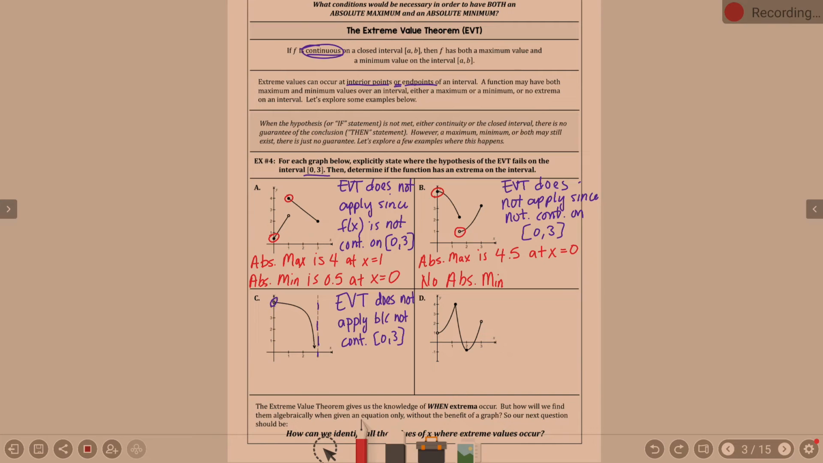Now, C, do we have an absolute max or min here? Absolute minimum is a fairly obvious no, because my graph is going infinitely down, isn't it? What about absolute max? Well, the place where we think the absolute max would be is an open hole. So this specific graph has no extrema. Okay? And D.